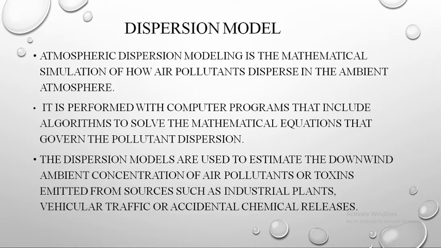the pollutant dispersion. So what are the uses of dispersion model? Dispersion models are used to estimate the downwind ambient concentration of air pollutants or toxics emitted from sources. What are the sources? Industrial plant, vehicular traffic or accidental chemical releases.